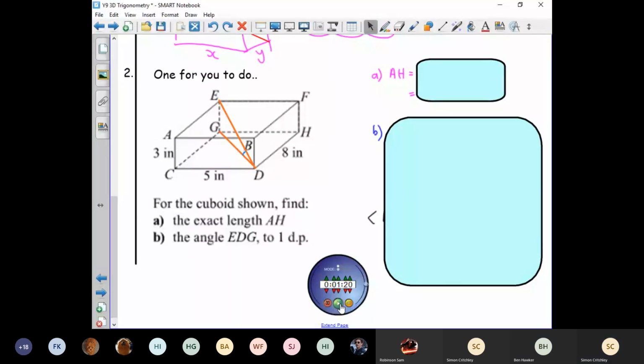Can't you? I reckon. Now we've got the exact value of A to H is the diagonal across, which is 3 squared plus 5 squared plus 8 squared. And if you don't want to do it as a decimal, it's just going to be that number underneath the square root sign. 64, add 25, add 9.